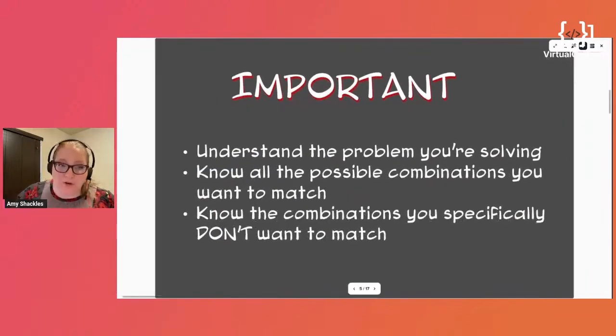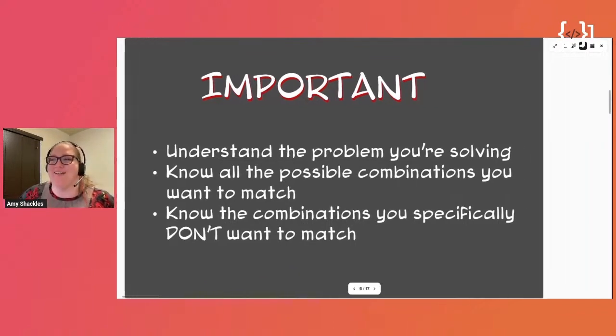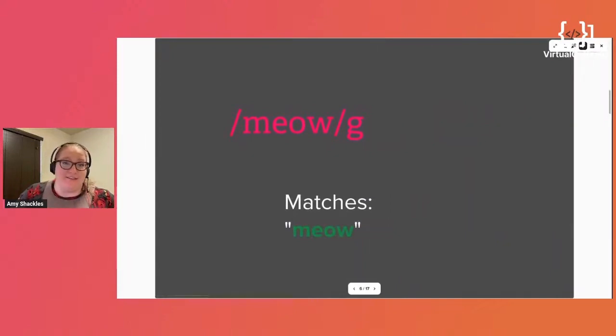It's important when you're writing a regular expression or thinking about solving a problem with one to really understand the problem you're trying to solve. You have to know the things that you want to match, but you also have to know the things that you don't want to match. Let's go through a simple example. This is a regular expression, meow, with a global flag. This is trying to match every instance of meow in a string, right? And it does succeed in that.